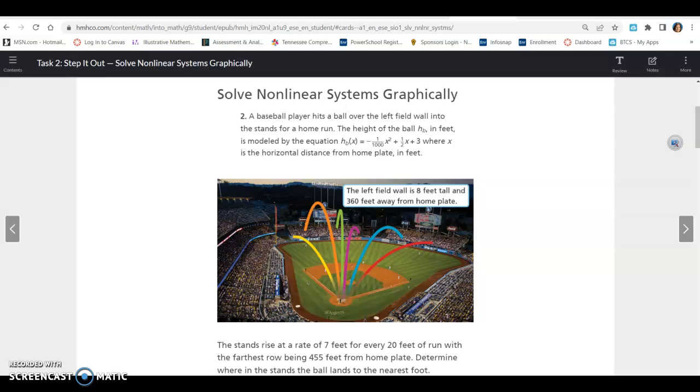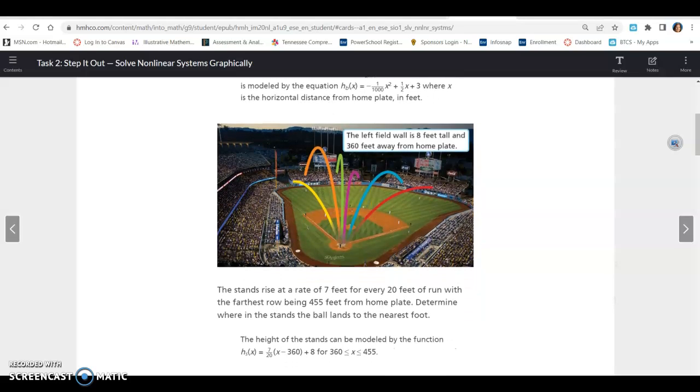Lesson 20.3, Task 2. Solve nonlinear systems graphically. A baseball player hits a ball over the left field wall into the stands for a home run. The height of the ball, h sub b, in feet, is modeled by the equation h sub b of x, where x is the horizontal distance from home plate in feet. All right, so you can see the equation there. We're going to get back to that here in just a few minutes.